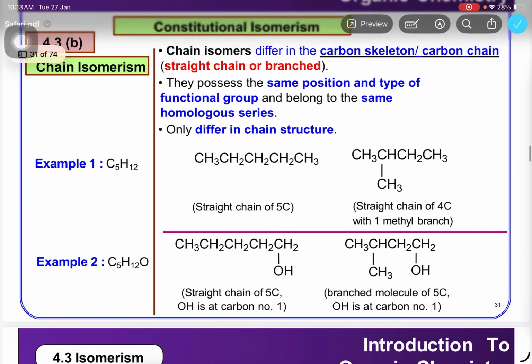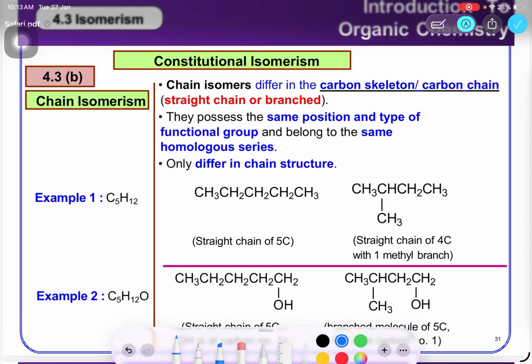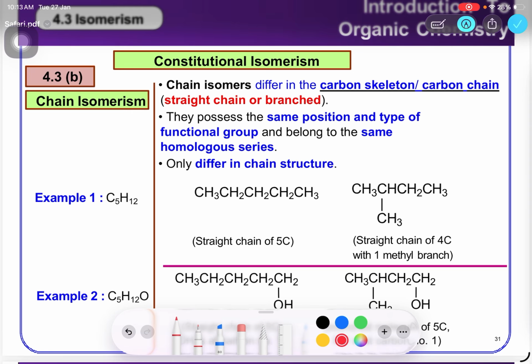So now we try to look at the chain isomerism. So look at the example given here. Again, like just now we said, they will have a different carbon skeleton or carbon chain. Okay, but they will have the same position and type of functional group. So for example, the first example here, the longest carbon chain from the left hand side is 1, 2, 3, 4, and 5 carbon. But the other one is 1, 2, 3, 4. But in total, they have 5 carbon as well.